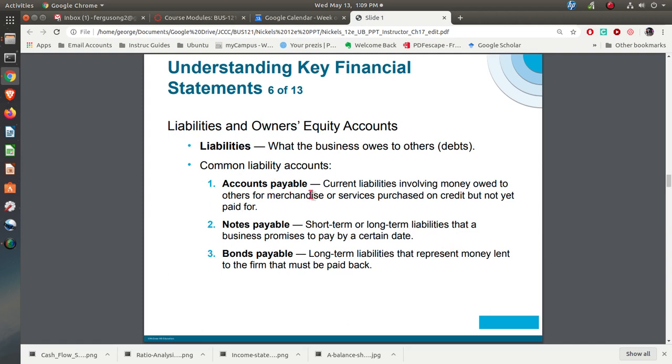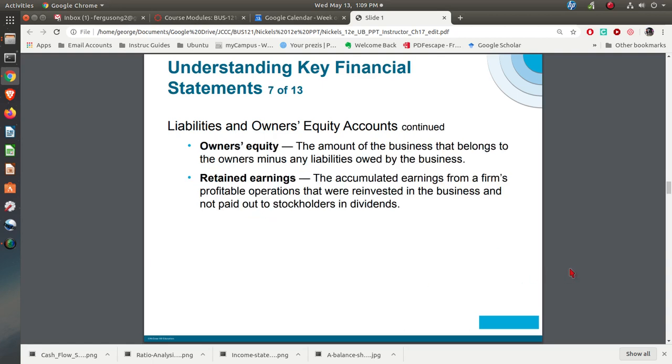You have your liabilities, your accounts payable. In other words, those are the bills that you haven't paid yet. Notes payable and bonds payable. Those are basically more longer term. Then you have your equity and retained earnings.